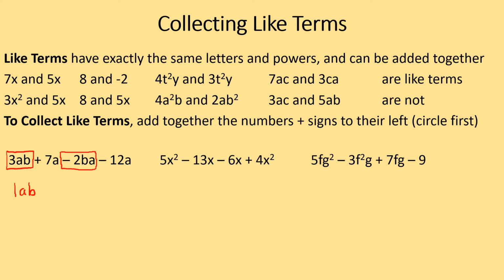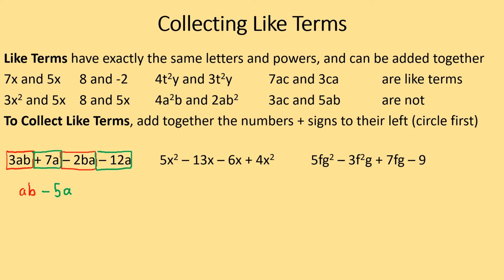So you could just get yourself 1ab. Now, we tend not to write the number 1 in algebra. We tend to just write ab. Then what else have we got? We've got plus 7a, and we've got minus 12a. So the sum we have to do there is 7 take away 12. That's minus 5, so we've got minus 5a. So there is our final answer, ab minus 5a.